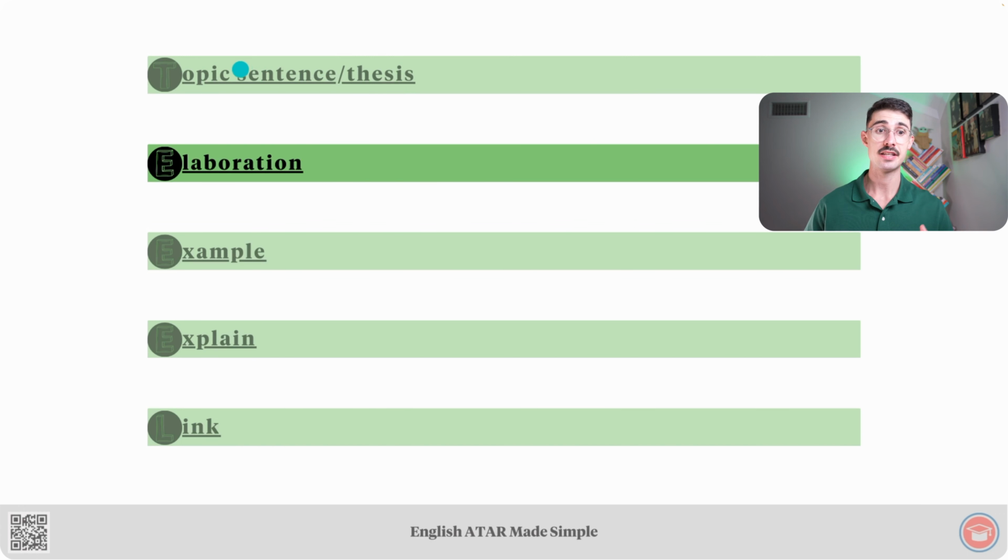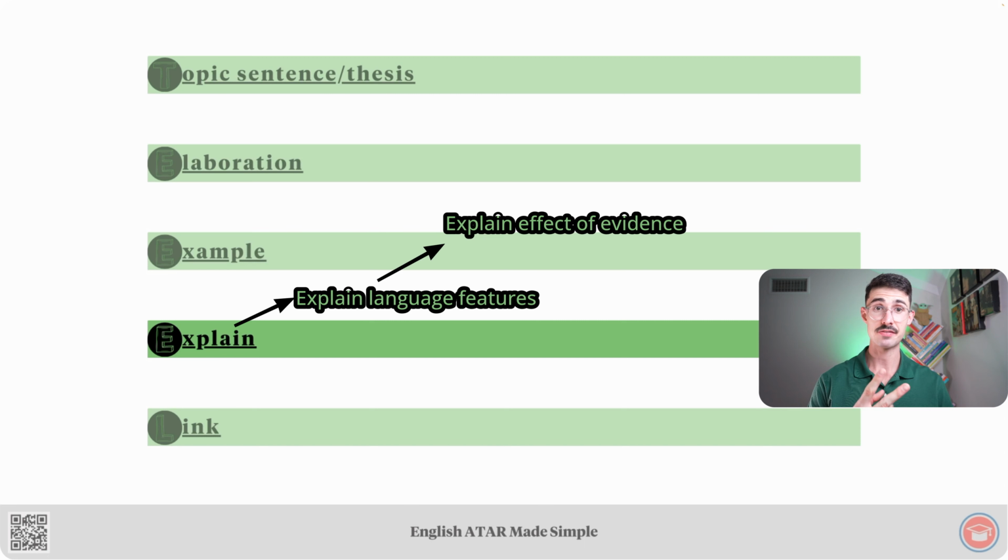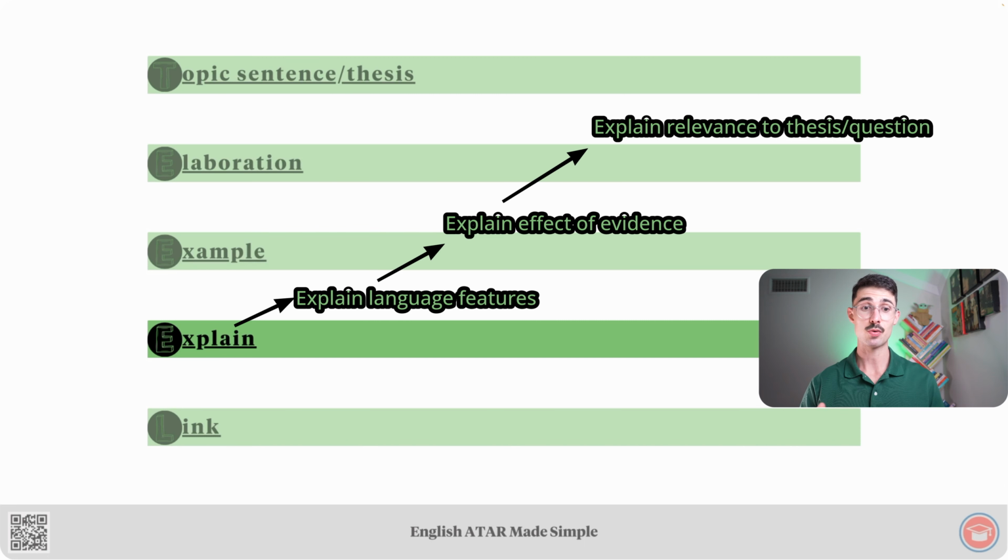In short, in the example part of TEEL, you will be referring to quotes and/or meta-language. The explain part of TEEL requires you to do 3 things. Firstly, it requires you to explain the relevant language features used in the evidence. Secondly, it requires you to explain the effect of the evidence. Thirdly, it requires you to explain how that effect is relevant to your thesis or the question.